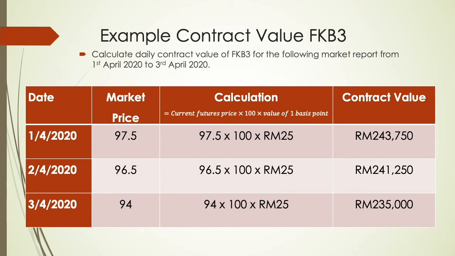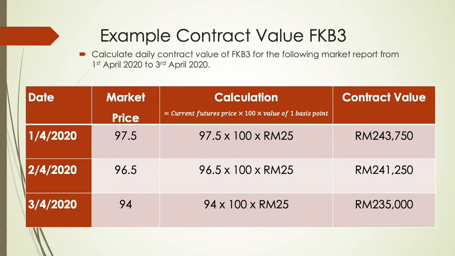So let's look at contract value for FKB3. So let's say you have price from 1st April to 3rd April. The formula is current futures price times 100 times value of 1 basis point. So value of 1 basis point for FKB3 is 25 ringgit. So the 1st April, the price of futures at 97.5 times 100 times 25 ringgit.